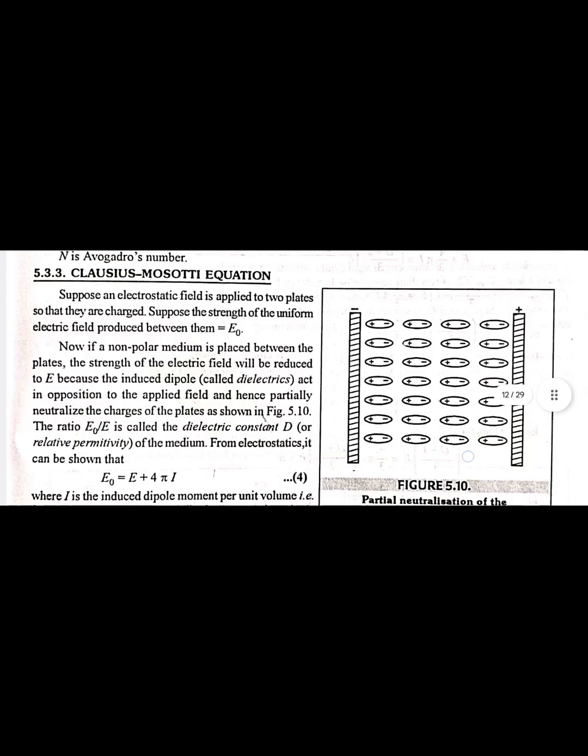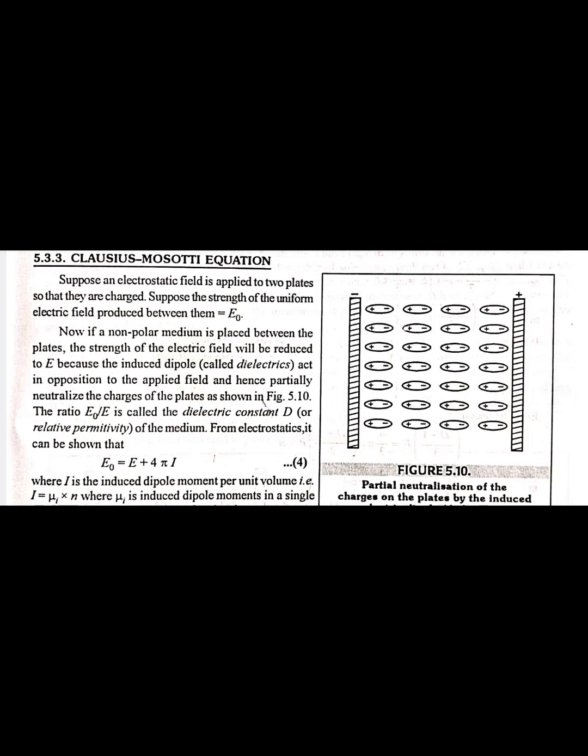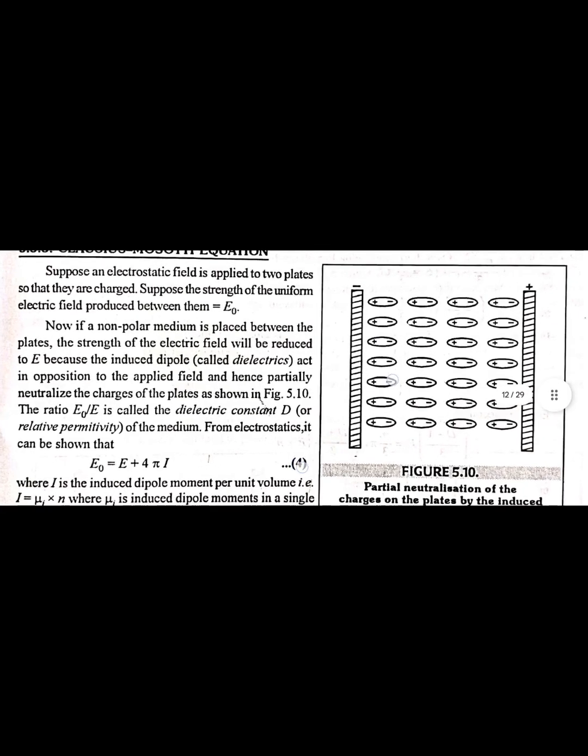Clausius-Mosotti equation. Suppose an electrostatic field is applied to two plates so that they are charged. Suppose the strength of the uniform electric field produced between them is E naught. Now, if a non-polar molecule medium is placed between the plates, the strength of the electric field will be reduced to E, because the induced dipoles, called dielectrics, act in opposition to the applied field and hence partially neutralize the charges of the plate, as shown. The ratio E naught upon E is called the dielectric constant D or relative permittivity of the medium.